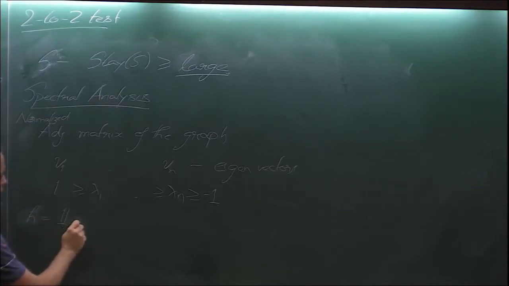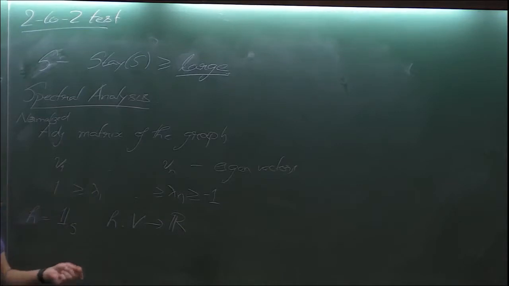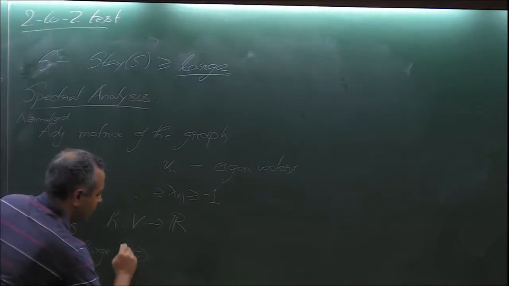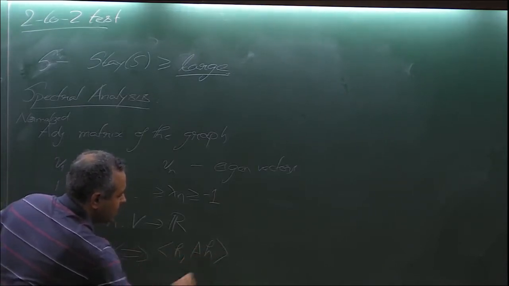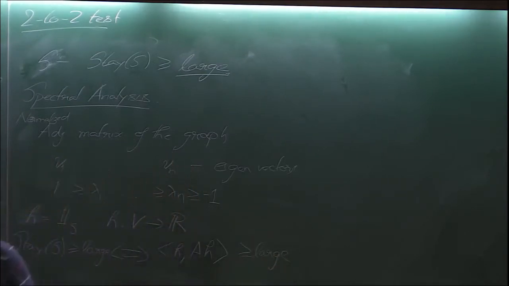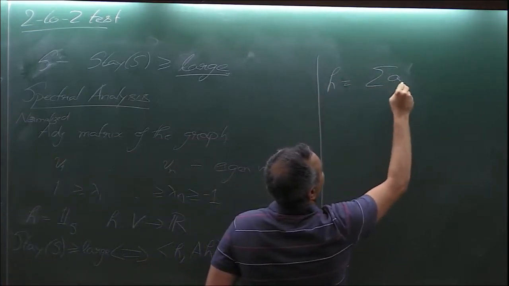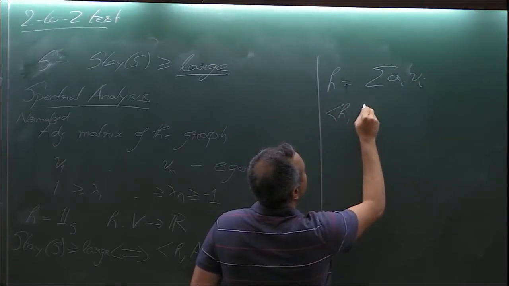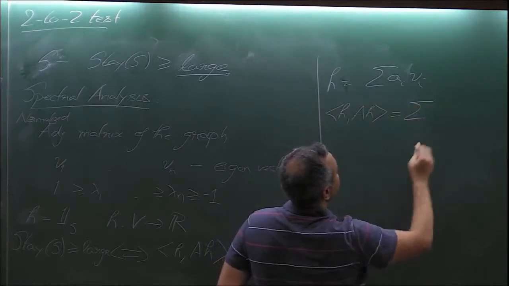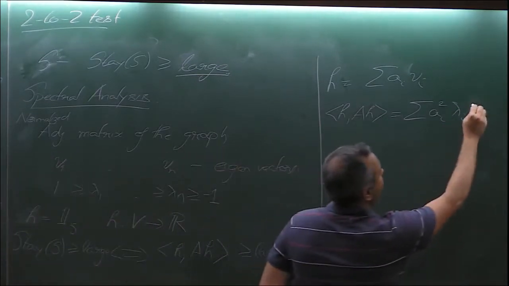So let's look at H, which is the indicator function of S. H is a function from the vertex set to the reals; it takes the value one or zero depending on membership in S. The fact that the staying probability of S is large is, if and only if, that <H, AH> is large. This is exactly the probability that you stay, so this is just rewriting. But we can write H in the eigen decomposition: H is the summation of a_i V_i, and <H, AH> is just the summation of a_i squared lambda_i. And the claim is this is large.